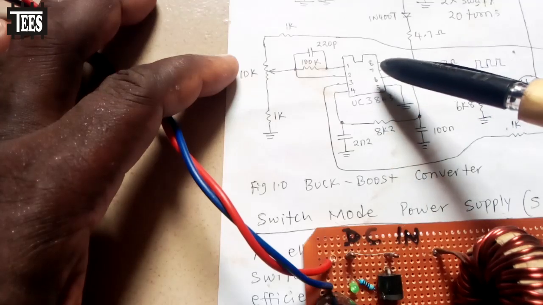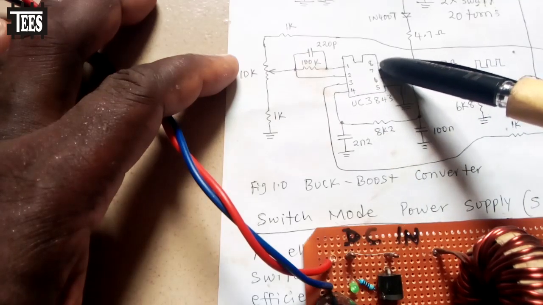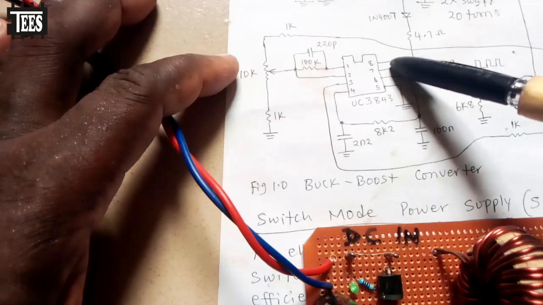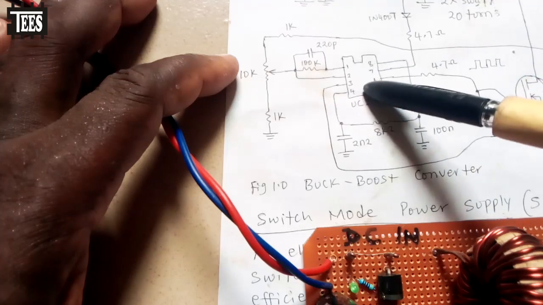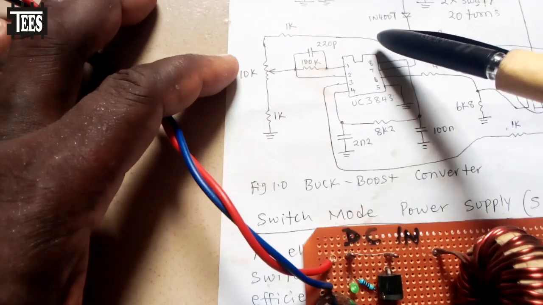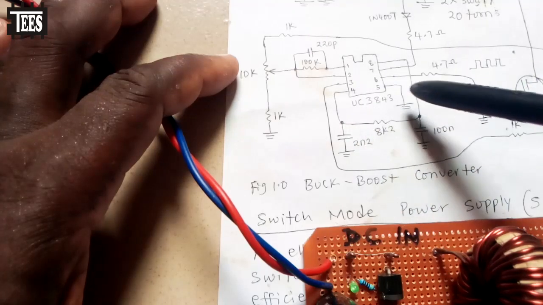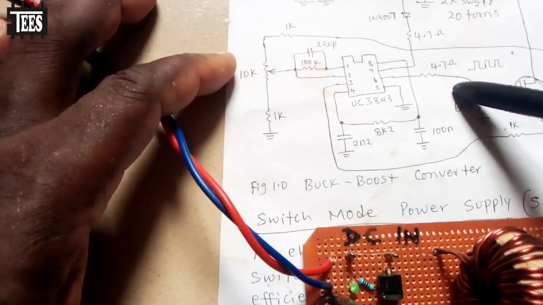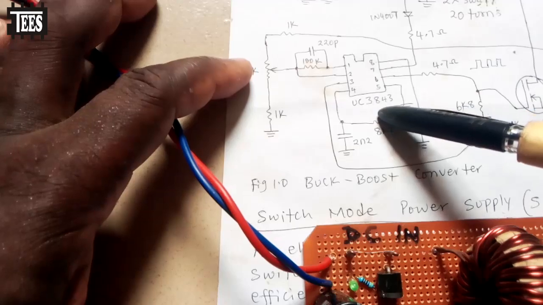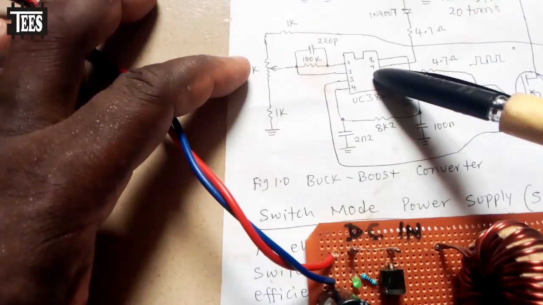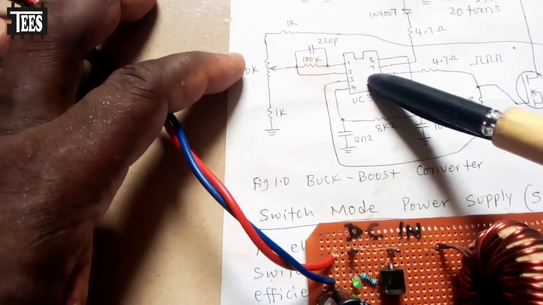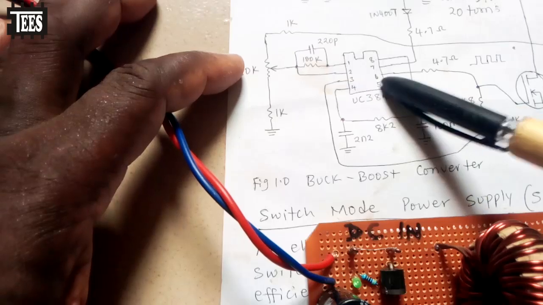So this pin 8 is a reference voltage, about 5 volts, which the chip uses. It will be comparing this with the output voltage so that it can adjust the PWM going out. The IC I use here is UC3843, a switch mode power supply IC.